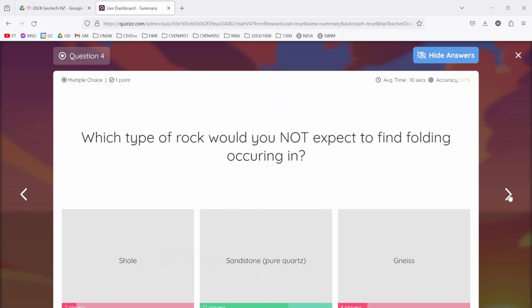Pure quartz sandstone doesn't really have ductile properties, so it would be pretty rare to see that folded, essentially, right? Whereas the ones with clay minerals, in the case of shale, and then metamorphosed clay minerals such as white mica in gneiss, might exhibit some ductile properties when compressed.